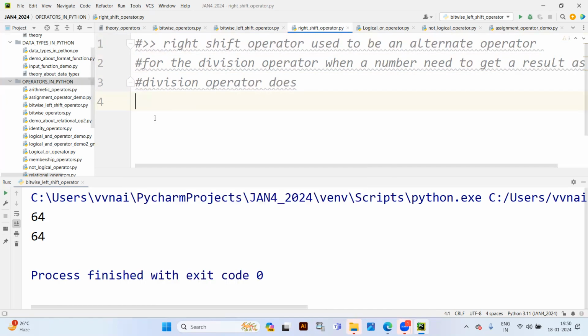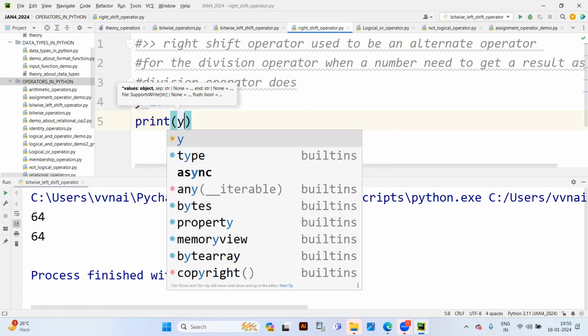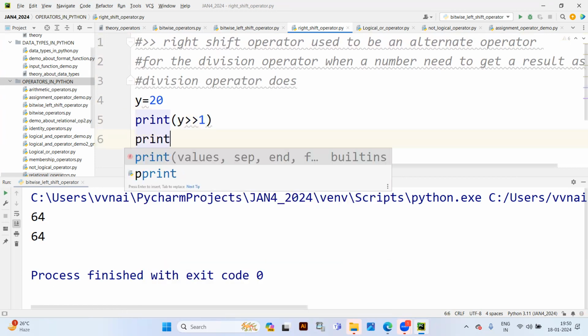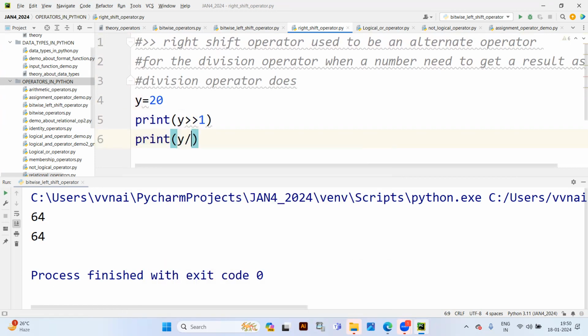Example, y is equal to 20. If we perform y right shift 1 and print y divided by 2, you see the result?